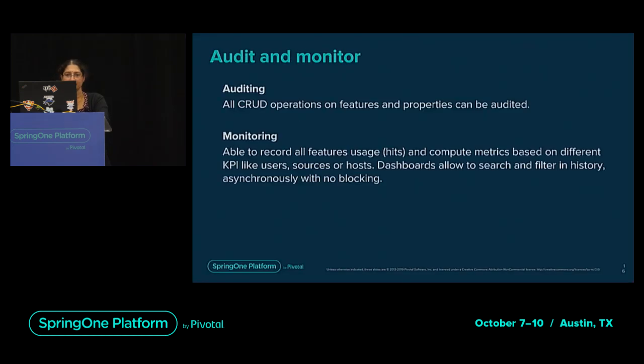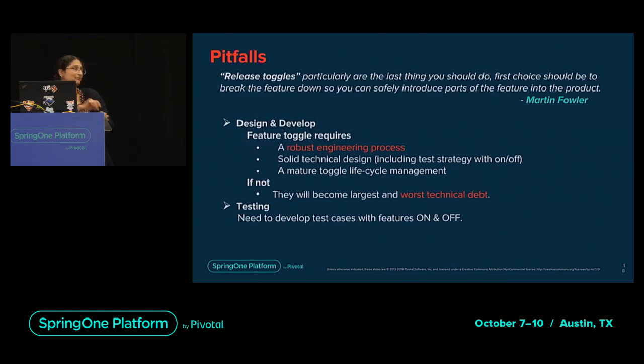And we covered administration pitfalls. That's very important. So now, talking about pitfalls, that's a statement I copy-pasted from Martin Fowler. He says release toggles particularly are the last thing you should do. First choice should be to break the features down so you can safely introduce parts of the feature into production. So he says the best strategy to implement release-based feature toggling is to not do it.